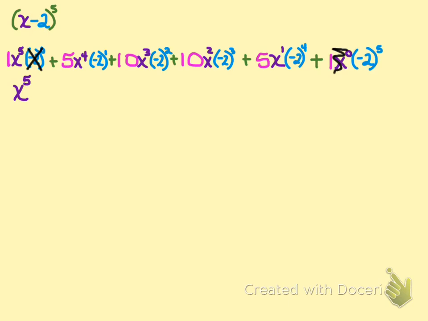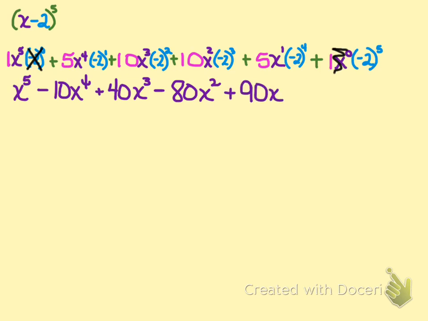So that first term is just x to the 5th, minus 10x to the 4th, plus 40x cubed. That's a positive 4 times a 2, or excuse me, -2 squared is a positive 4 times a 10. And over here we have -2 cubed, which is -8 times 10. -2 to the 4th is 16 times 5 is 80, and that's a positive. And then -2 to the 5th is -32.